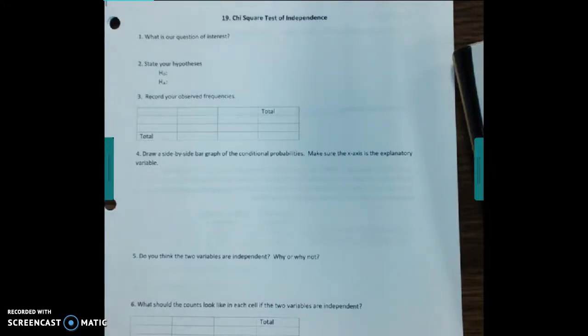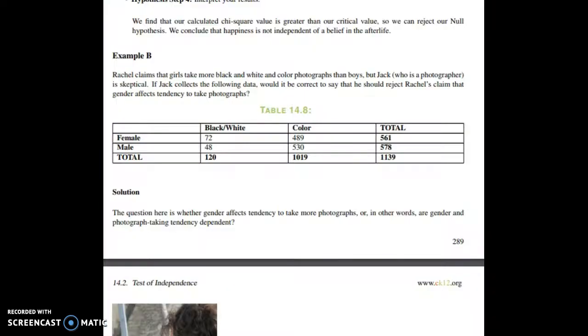Today I want to talk to you about some calculator strategies for the chi-square test of independence. To do that, I've taken a question out of the online textbook. It says, Rachel claims that girls take more black and white color photographs than boys, but Jack, who's a photographer, is skeptical. If Jack collects the following data, would it be correct to say that he should reject Rachel's claim that gender affects tendency to take photographs? And we've got female, male, black and white, color.